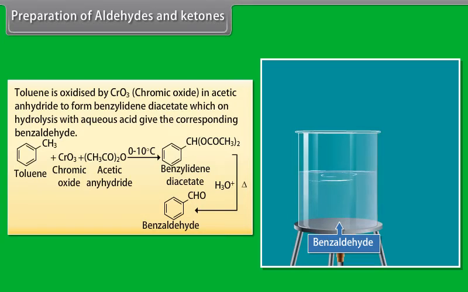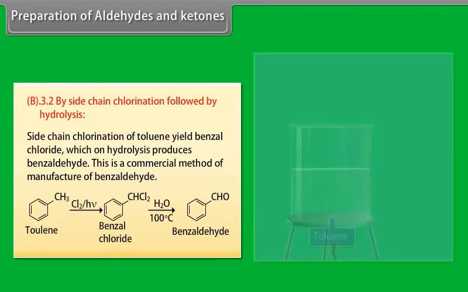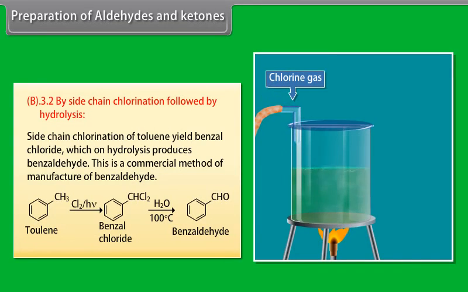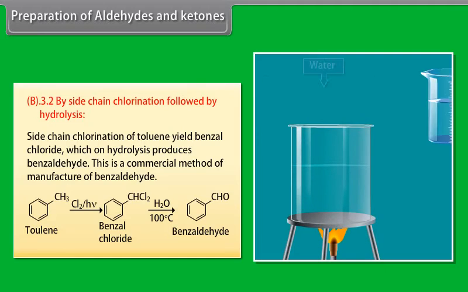Preparation of aldehydes and ketones. From hydrocarbons. Aromatic aldehydes are prepared from aromatic hydrocarbons by the given methods. By oxidation of methylbenzene, benzaldehyde can be prepared from toluene by the Etard reaction.